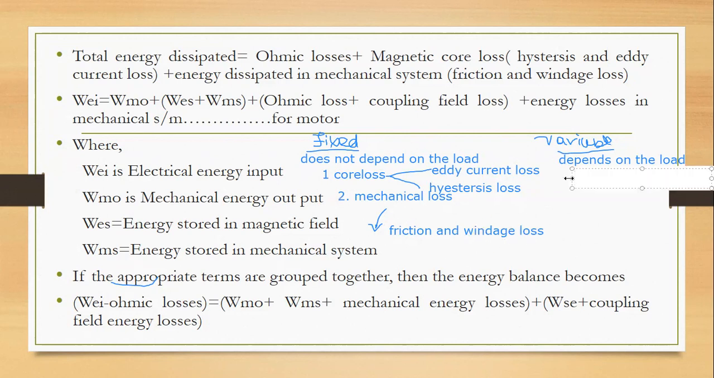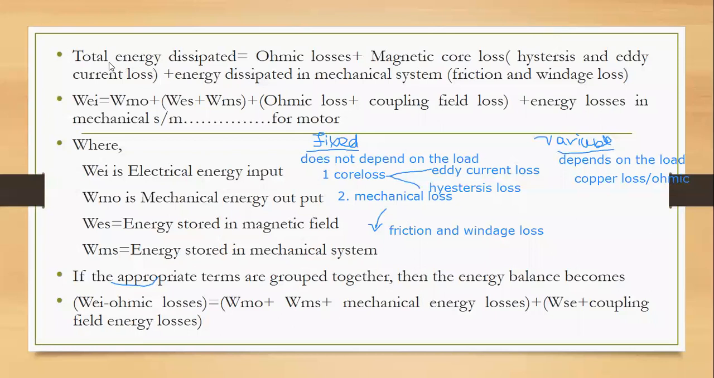Variable loss can be copper loss or ohmic loss. Sometimes they say copper loss, sometimes they say ohmic loss. This one is dependent on the load. Load is always variable. Sometimes it increases, sometimes it reduces. So whenever that load varies, these losses, copper and ohmic loss, also vary. So now that we've already discussed these losses, let's proceed to the next one.